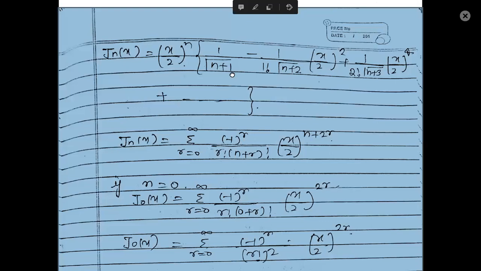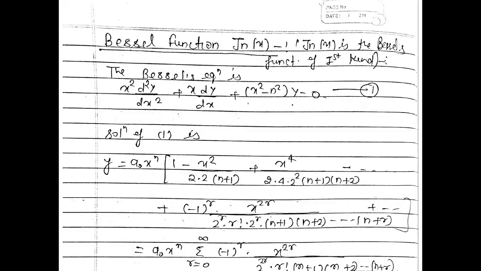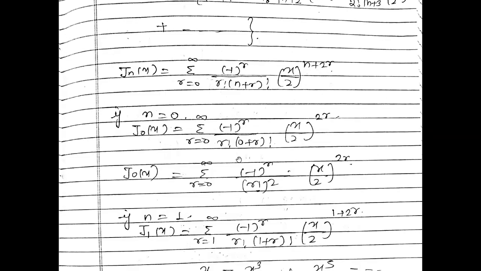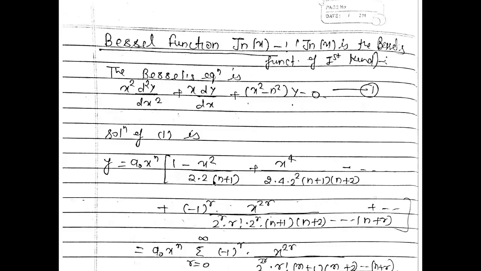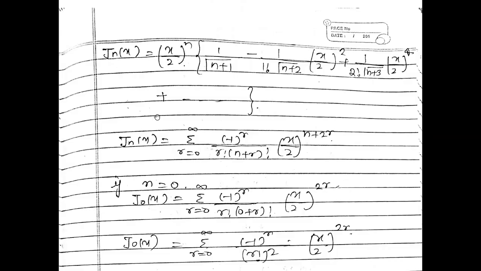That means if we expand this function, we apply r is equal to 1, 2, 3, 4, and then the expansion looks like this. Now J_n(x) is equal to summation r is equal to 0 to infinity, (minus 1) to the power r upon r factorial (n plus r) factorial, times (x by 2) to the power n plus 2r.